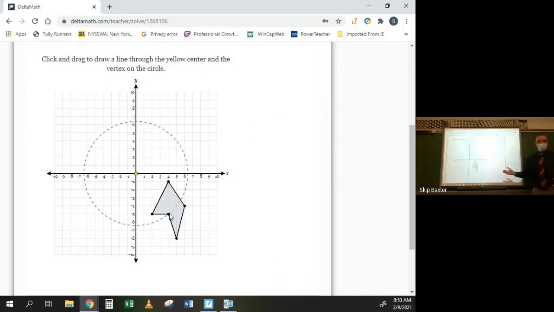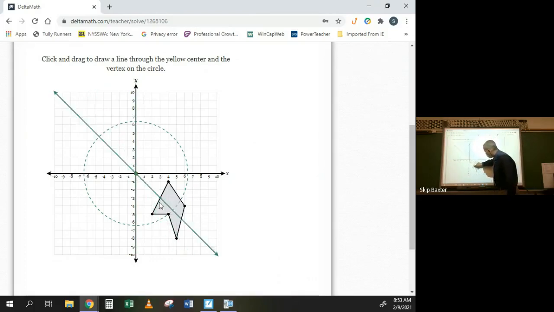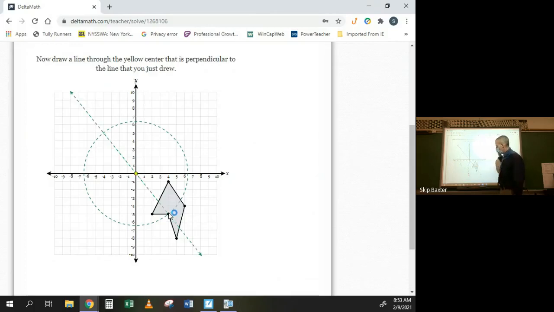That's step 1, okay? Then it says, click and drag to draw a line through the yellow center and the vertex on the circle. So in other words, you click on the yellow point and you make a line that goes through that point that I just had the circle go through. Just like that. That's step 2.